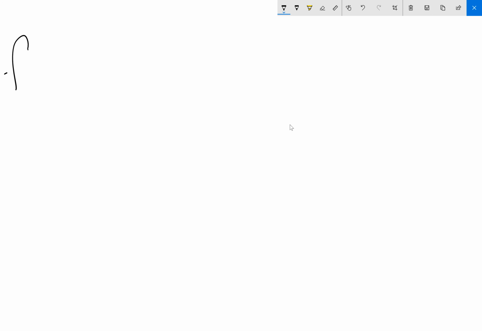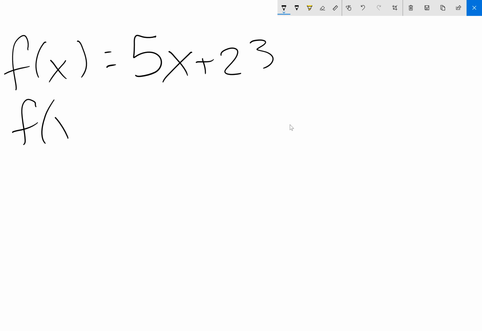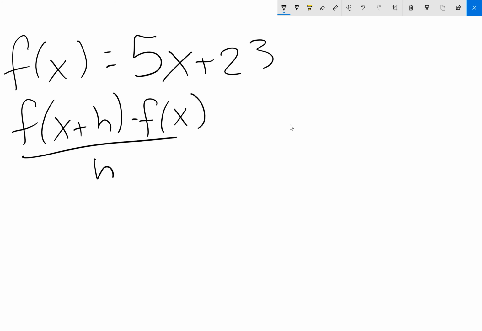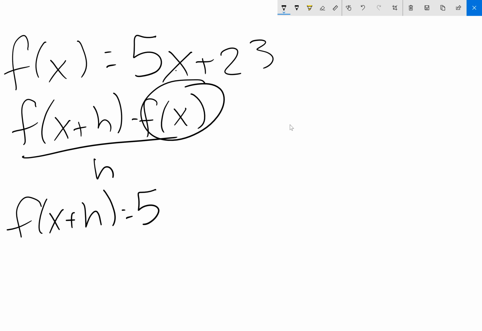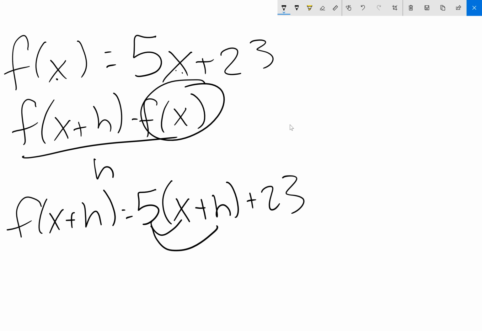Okay. So f of x equals 5x plus 23. Our difference quotient is this. We already know f of x, so we need to figure out what f of x plus h is. Whenever we see an x, we're going to plug in x plus h. Okay. 5 times x is 5x. 5 times h is 5h plus 23.